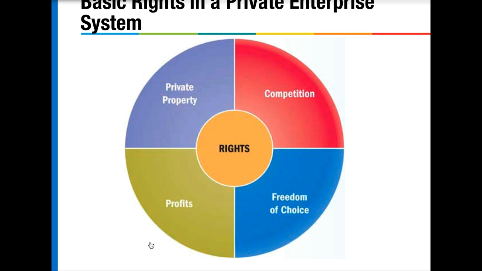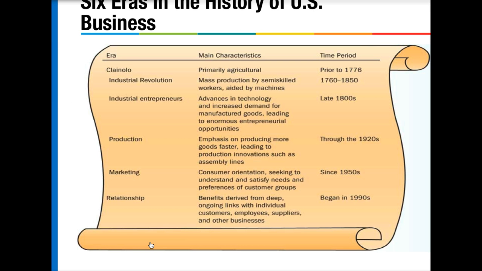So again, here are some basic rights in a free private enterprise system. We can compete, we can own property, we can go out and have a business and turn a profit, and we have a choice of what we want to do. Do we want to work for a company, or do we want to make our own company? Those are some of the rights an American has in the United States.